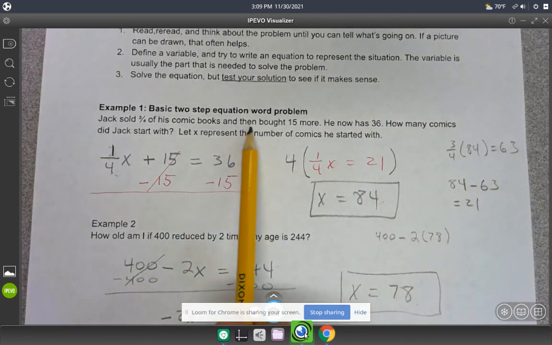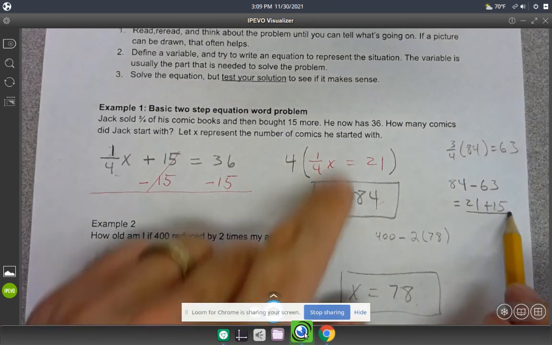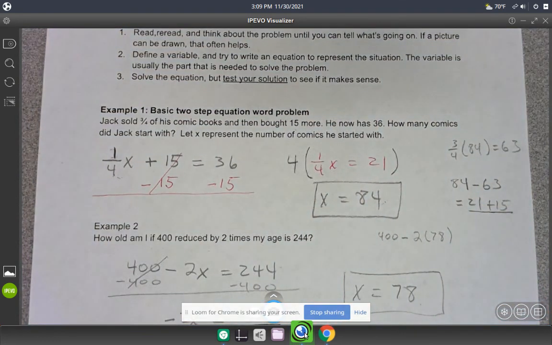Now after that, he bought 15 more. So I would take the 21 and add 15, and you see that this will add up to 36. It's supposed to add up to what he was supposed to have. All right. That's the first 3 examples.